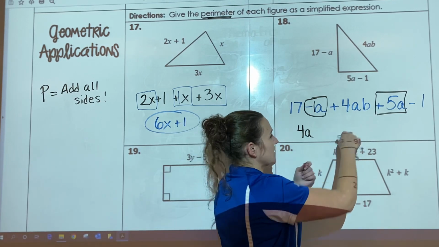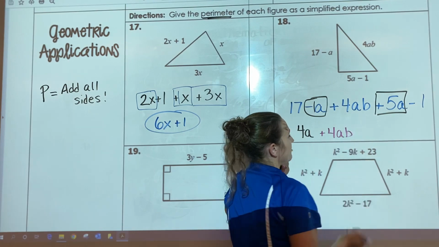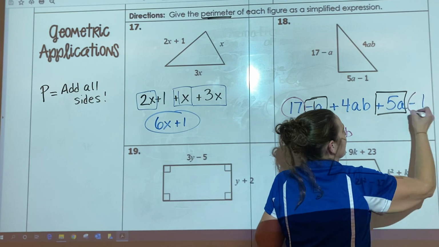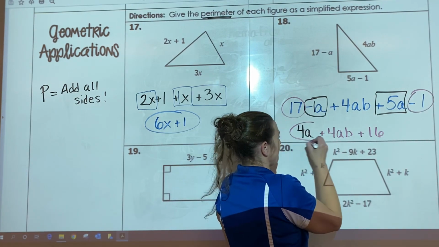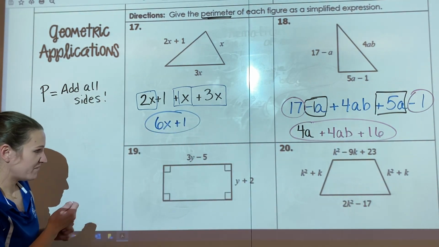Don't have any like terms for this guy, so I'm just going to bring him down. And then I have a positive 17 and a negative 1. And when you add those together, you get a positive 16. Not too bad. Okay.